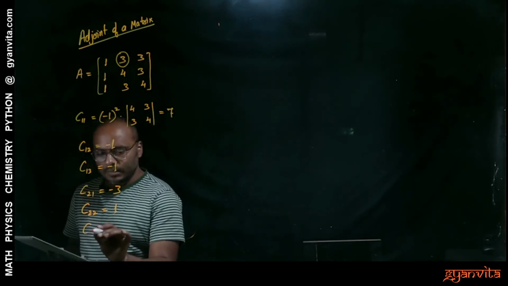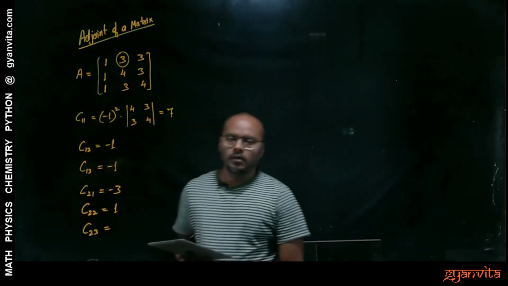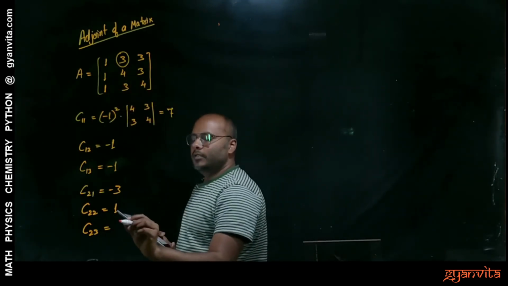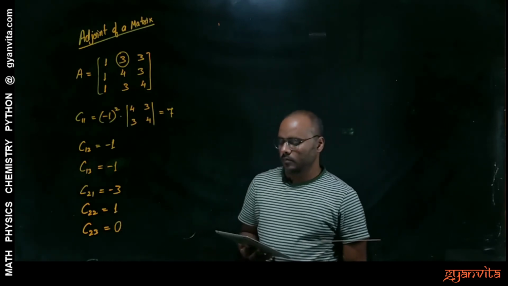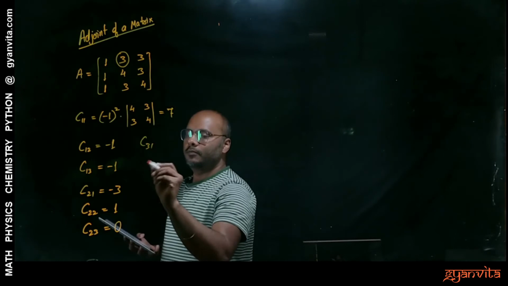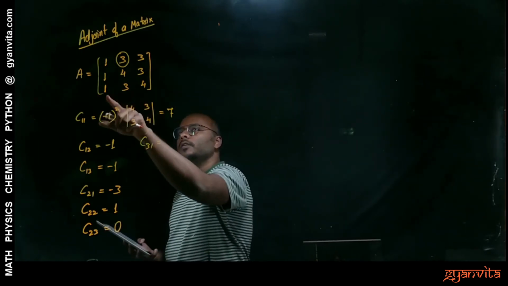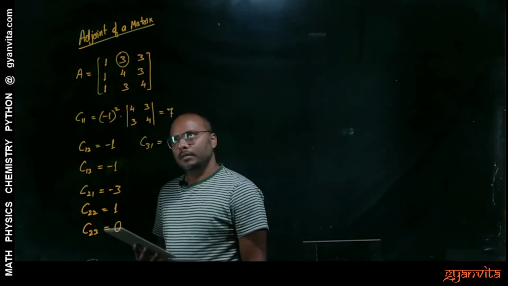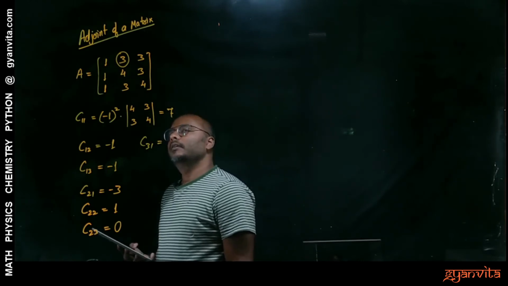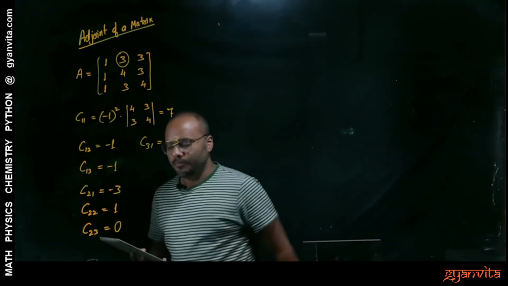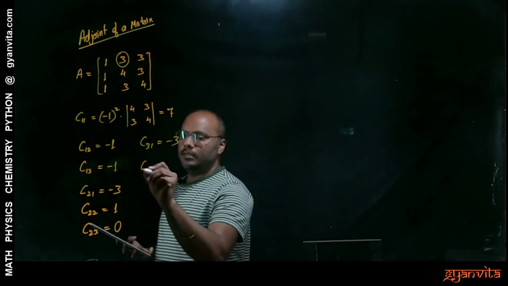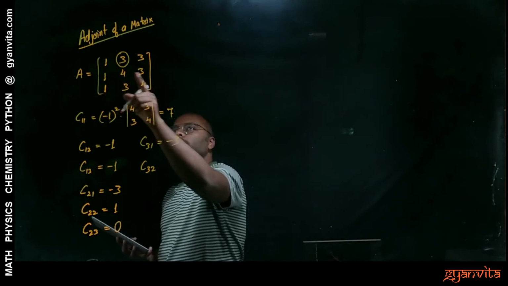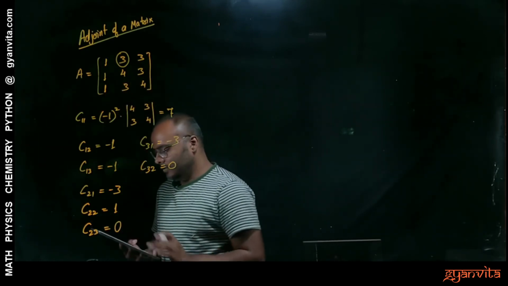Next, C23, that means second row, third column, what is left? 1 3 1 3, so that is 3 minus 3, 0. Next, C31, third row, first column, what is left? 3 3 4 3, 9 minus 12, that is minus 3, and this position is plus, so this is also minus 3. Next, C32, third row, second column, what is left? 1 3 1 3, so that is also equal to 0, leave it as it is.